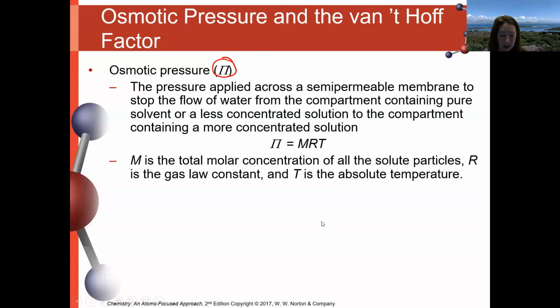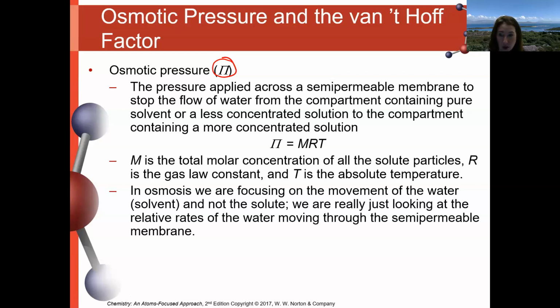M is the molar concentration or the molarity. R is the gas constant, same thing, 0.08206. And T is the temperature. And so the connection between osmotic pressure and pressure exerted by the ideal gas is very similar. It's just n over V becomes M, our molarity, because moles over volume. So it's very similar to PV equals nRT. It's just adjusted a little bit.